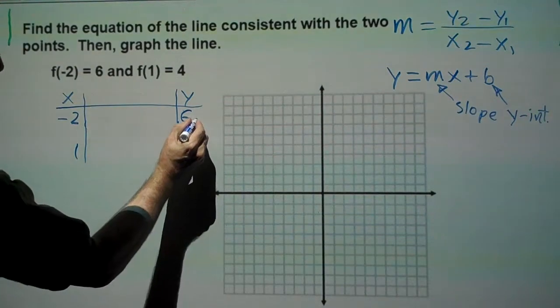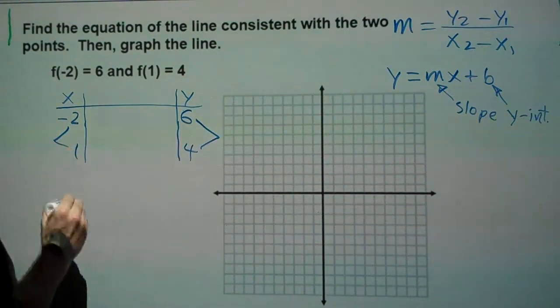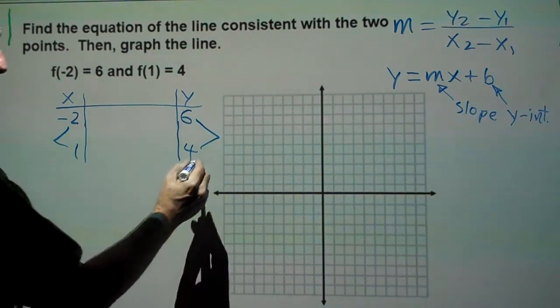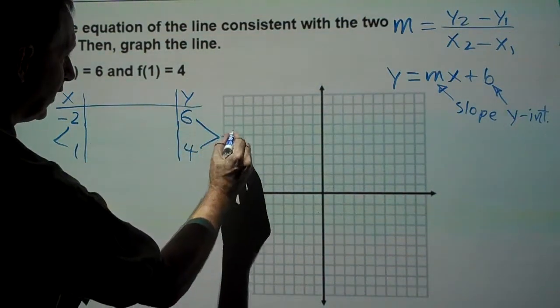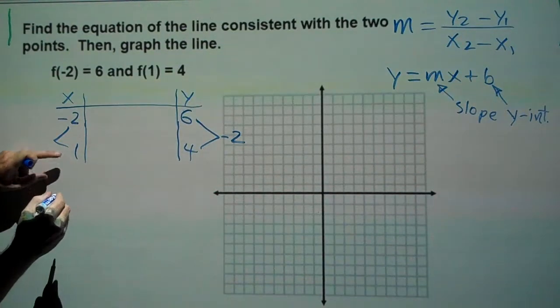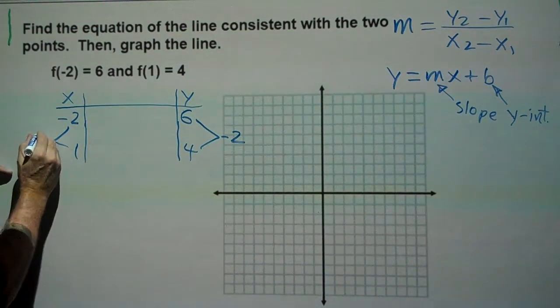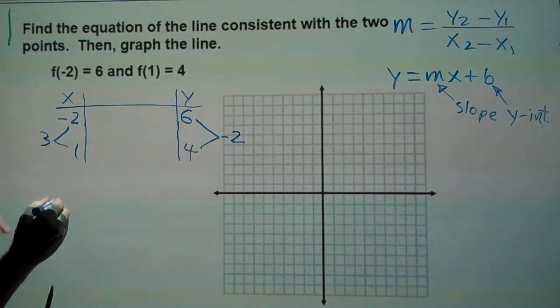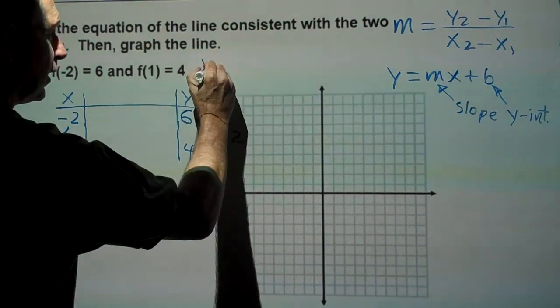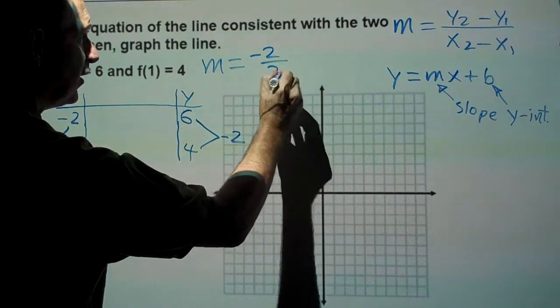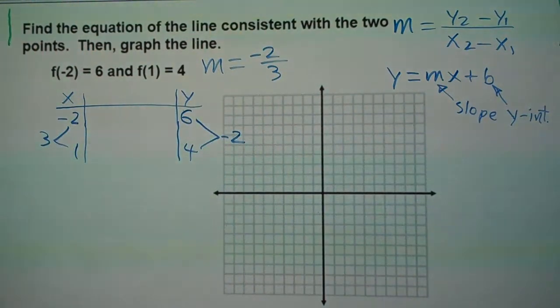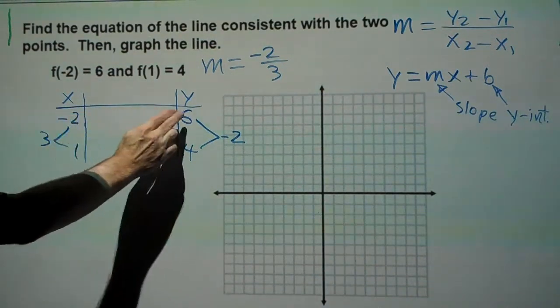So again, using our slope formula, we have the change in y, 4 minus 6 is negative 2, and 1 minus negative 2 is 3. Okay, integer arithmetic, very important. And so our m, our slope, is going to be the change in y divided by the change in x, which is negative 2/3.